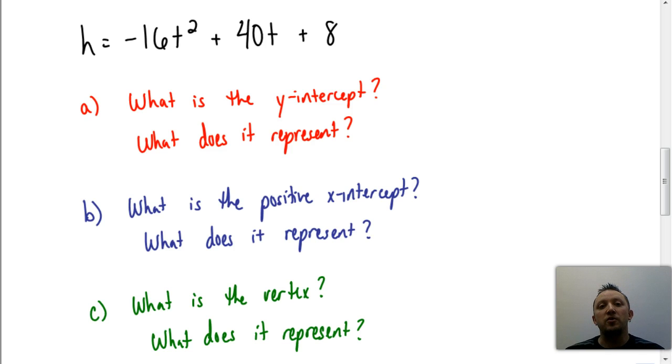Well, let's look at this first equation. The equation is negative 16 times t squared plus 40t plus 8. Well, they ask us to find out what's the y-intercept and what does it represent, what's the positive x-intercept and what does it represent, and what's the vertex and what does it represent. Well, let's start by getting out your calculators.